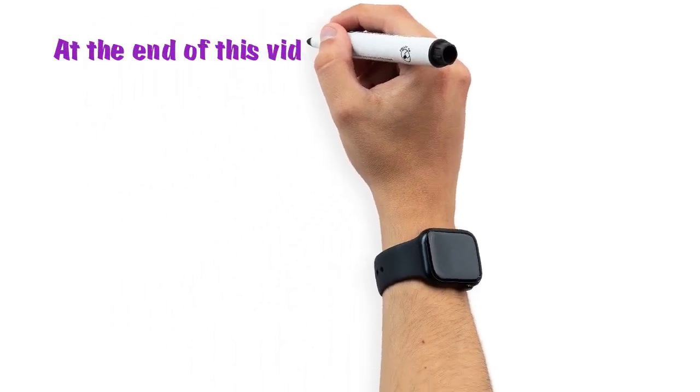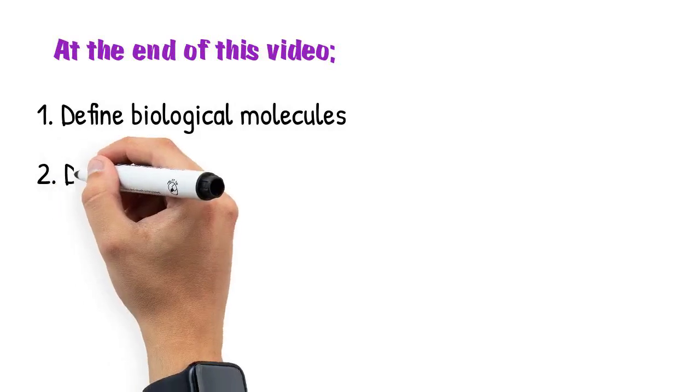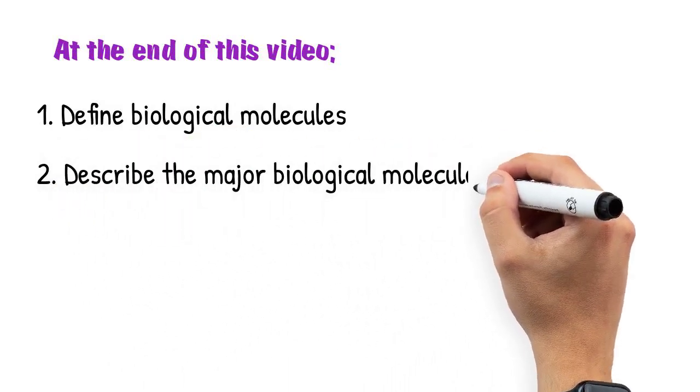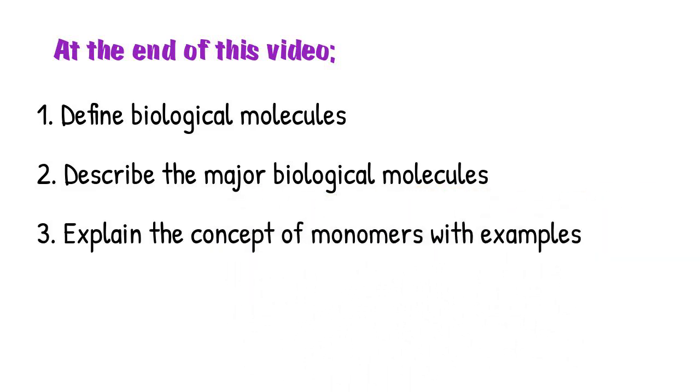At the end of this lesson, you will be able to: 1. Define biological molecules. 2. Describe the major biological molecules. 3. Explain the concept of monomers with examples. Let's zoom in to the chemistry of life.